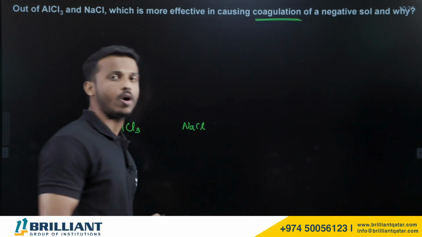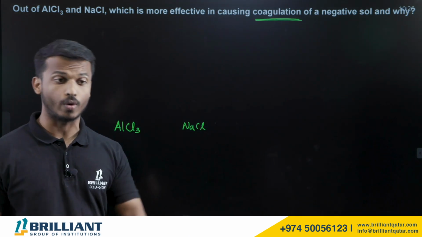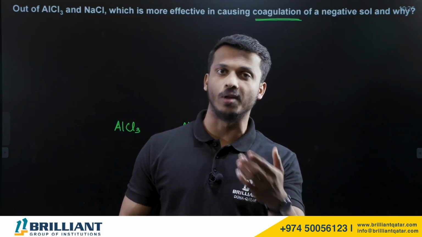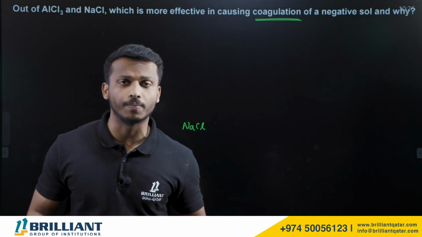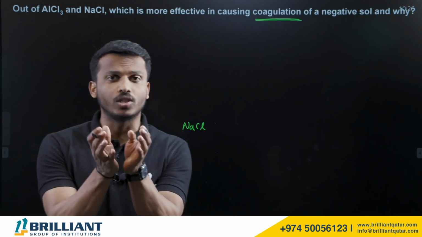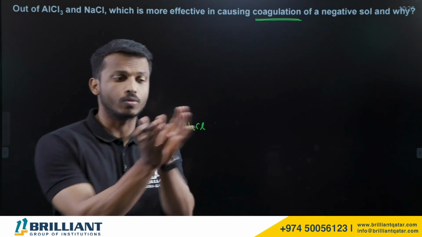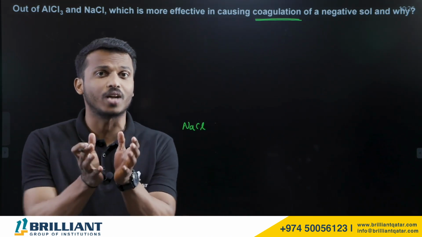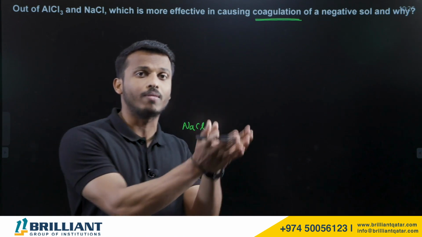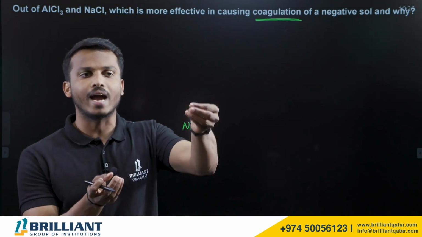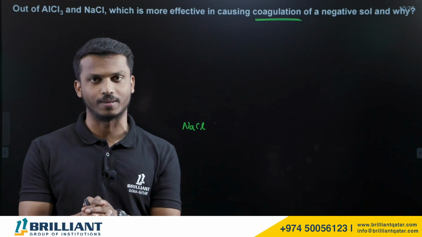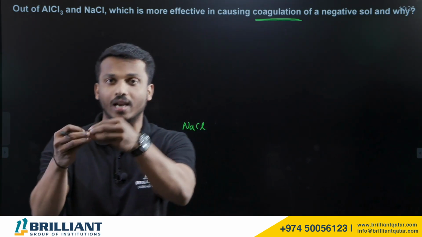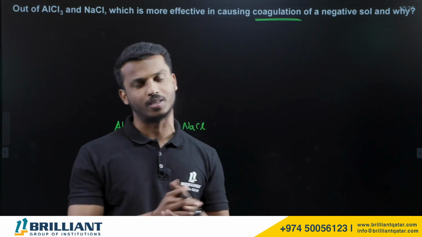What is the meaning of coagulation? Dear student, coagulation is also known as precipitation or flocculation. If you have a positively charged colloid and you want to convert it into a precipitate, you have to add a negatively charged electrolyte. So a positively charged colloid, if treated with a negatively charged electrolyte, will undergo coagulation or precipitation.